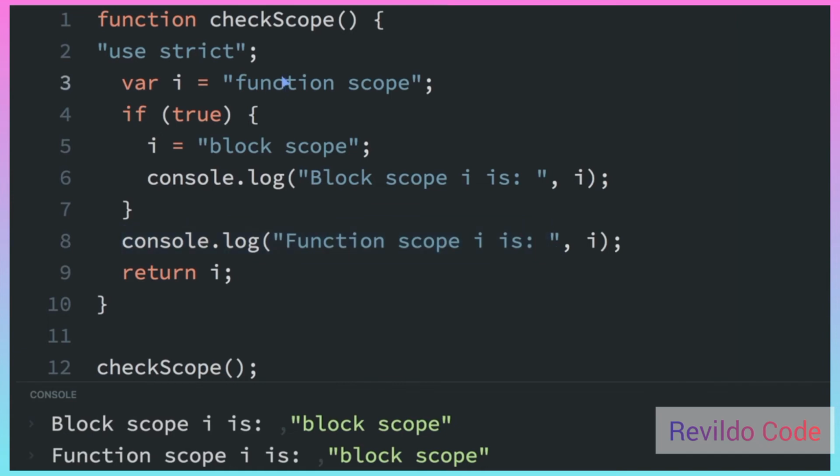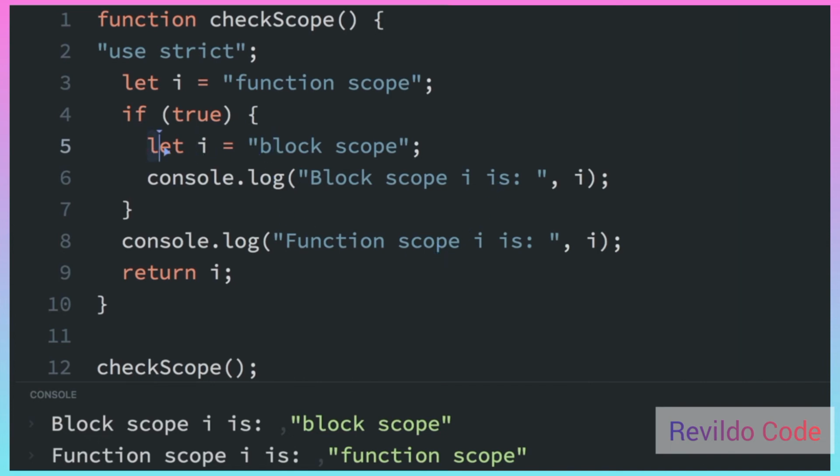If we want this to be function scope down here, we're going to have to use let. So we would use let here, and then we would use let here. And if we run the code, now you can see in the console, block scope i is block scope, function scope i is function scope.